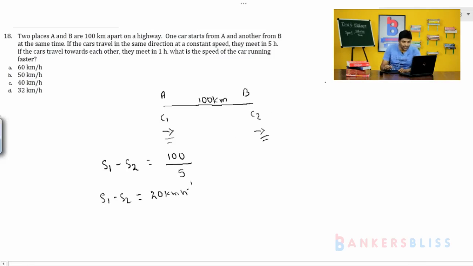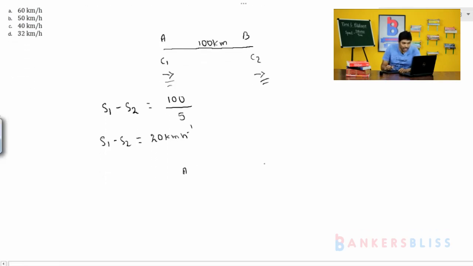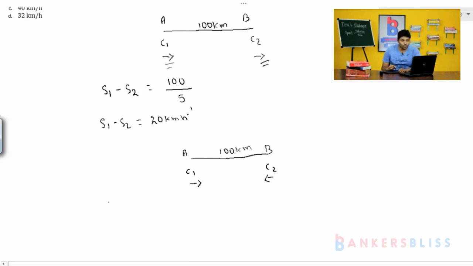Next, one more case they have given. See that case. Both A and B are the two different places, and the distance between A and B is 100 km. Now, C1 car and C2 car are both moving in the opposite direction. They want to meet each other, but they are moving in the opposite direction. In how many hours are they going to meet? According to the question, they meet in 1 hour. Therefore, if both the cars are moving in different directions, then S1 plus S2 is equal to 100 by 1. Therefore, S1 plus S2 is equal to 100.